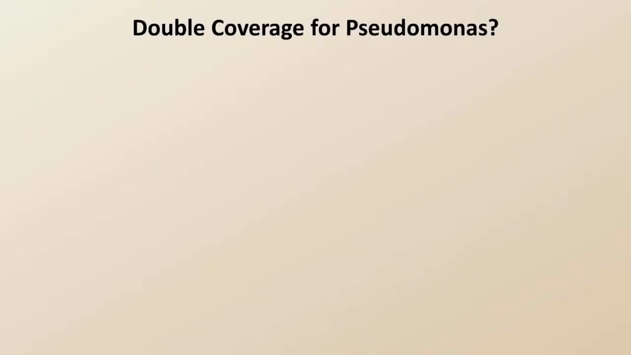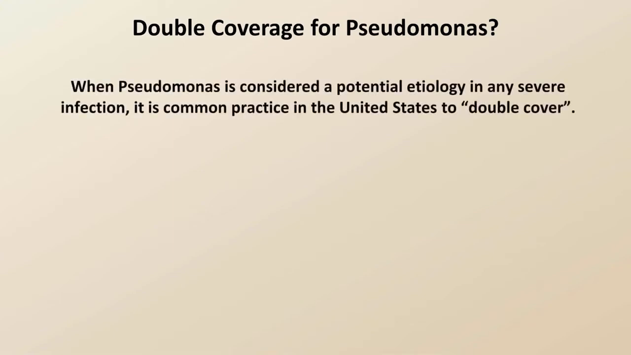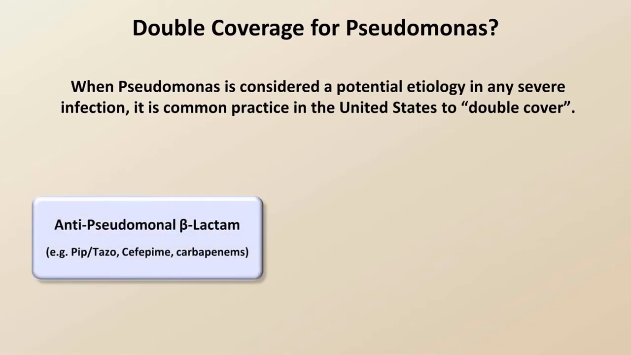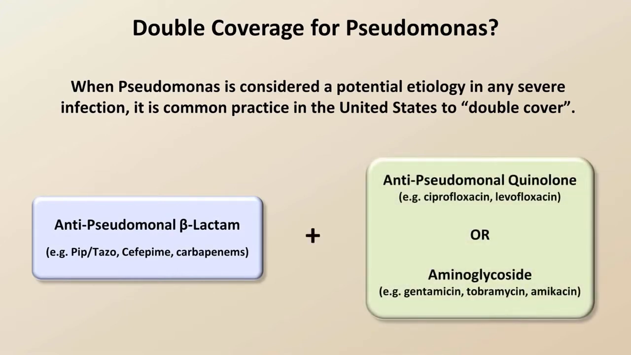I'm going to end this lecture with a discussion of a common question that arises during treatment of a possible pseudomonal infection. Should an empiric antibiotic regimen chosen for possible pseudomonal infection contain not one, but two antibiotics active against this bacteria? While I can't speak about the rest of the world, this is fairly common practice in the United States, most prominent when treating a suspected pseudomonal pneumonia. The exact combination used is usually an anti-pseudomonal beta-lactam plus either an anti-pseudomonal quinolone or an aminoglycoside.